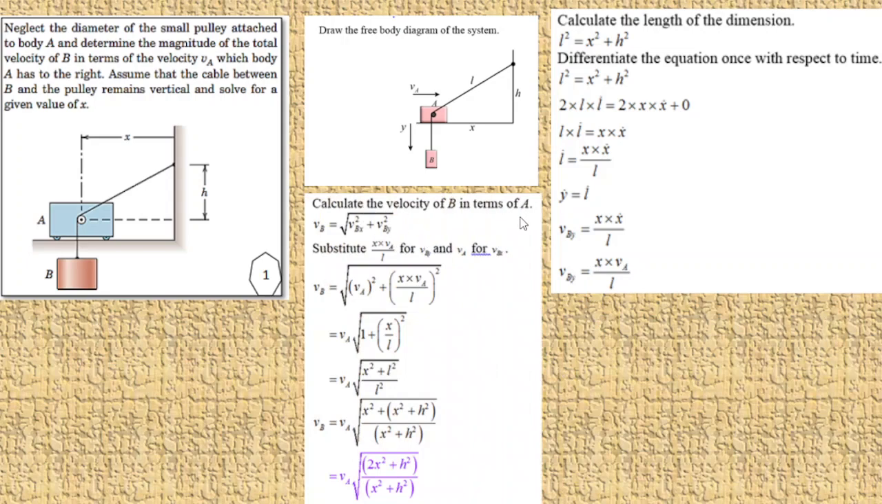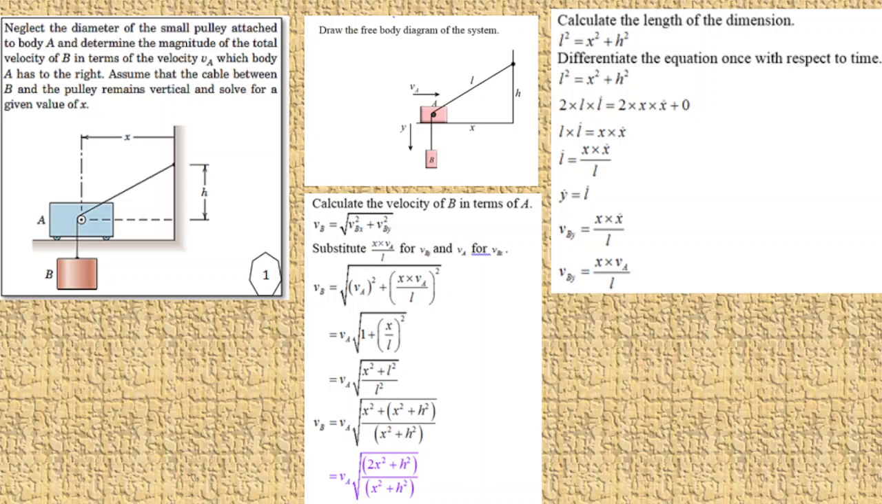When calculating the total velocity of B in terms of A, you can also use this: the velocity of B squared equals the x component squared plus the y component squared, and substitute the values: X over L times the velocity of A for the y component and the velocity of A for the x component. Then we can simply substitute the value here, and after simplifying it, we get the velocity of A times the square root of 1 plus (X over L) squared, which equals the velocity of A times the square root of (X squared plus L squared) over L squared, and we will simplify this and finally get this value.